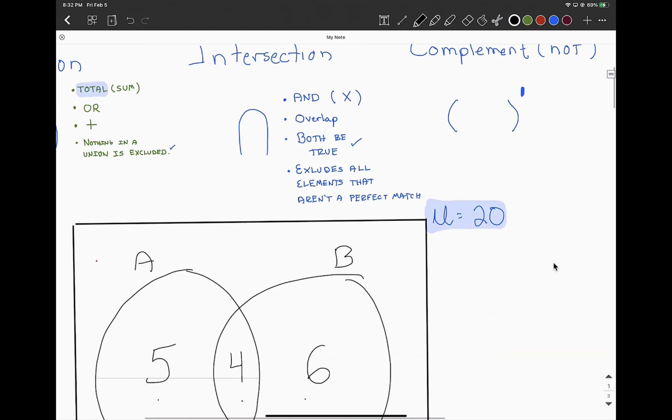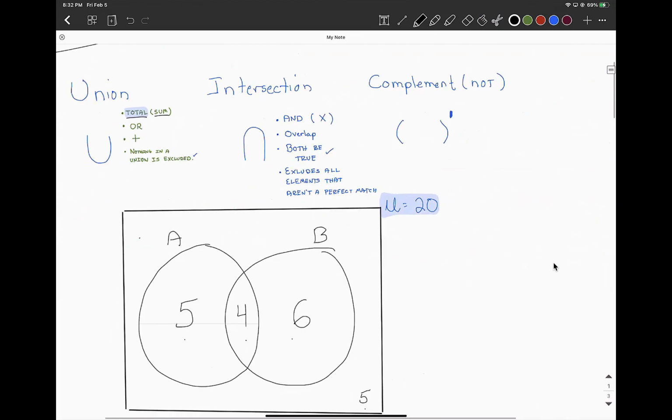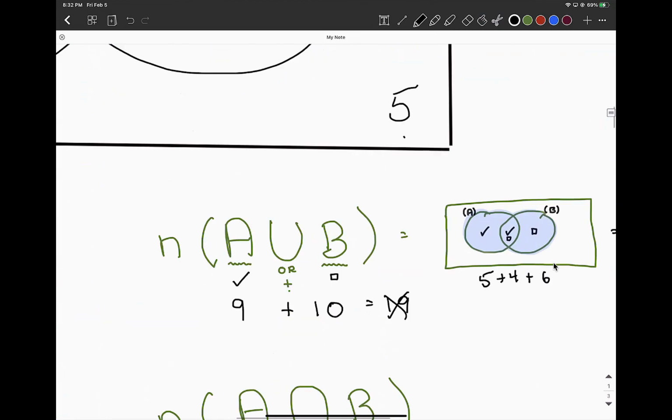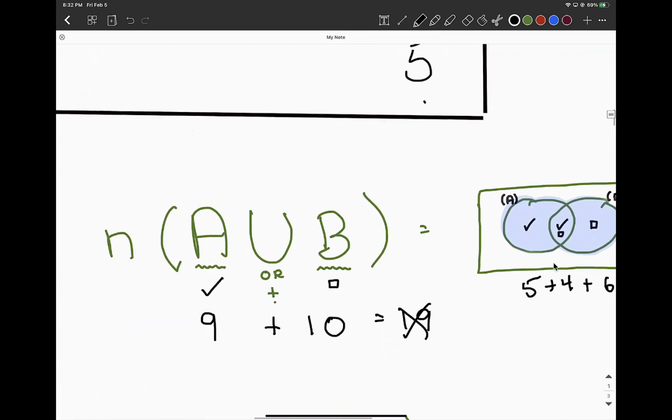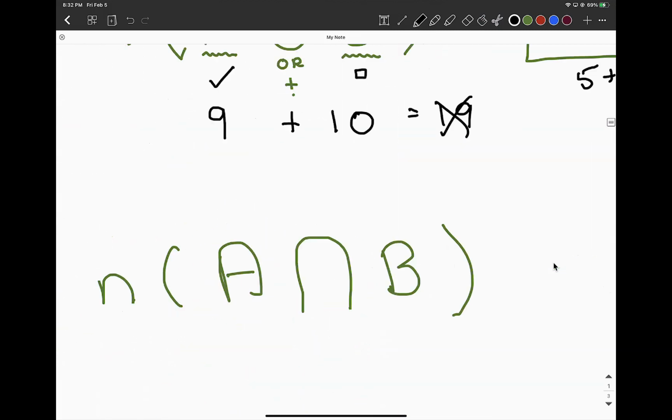Union. Nothing was excluded. Everything was collected. It was a grand total. We summed it up, and we took as much as we were allowed to, as much as we were asked to. Nothing more, nothing less. The union versus the intersection.